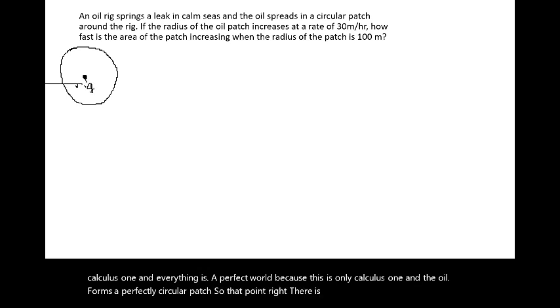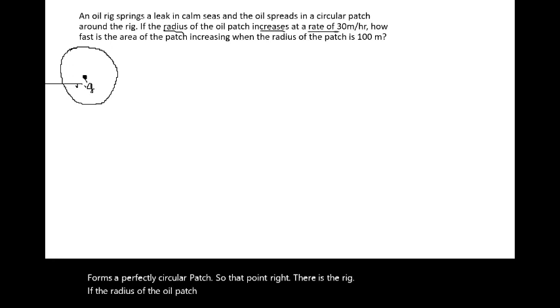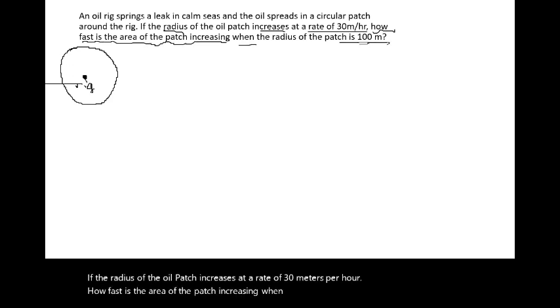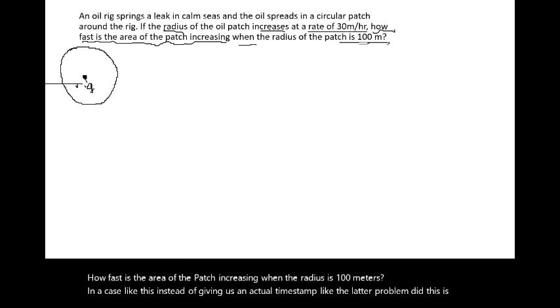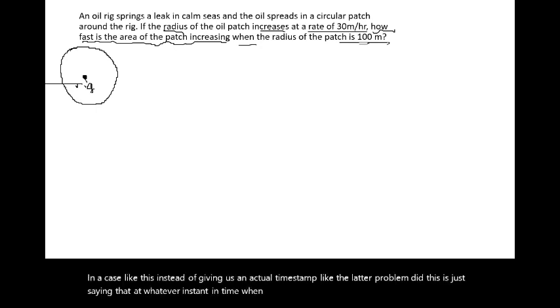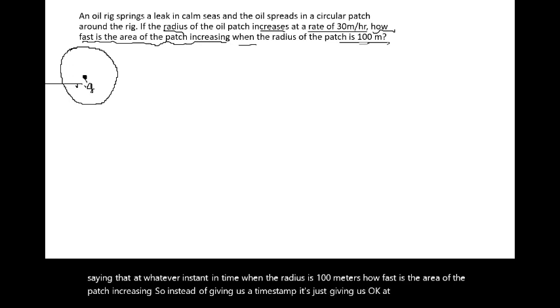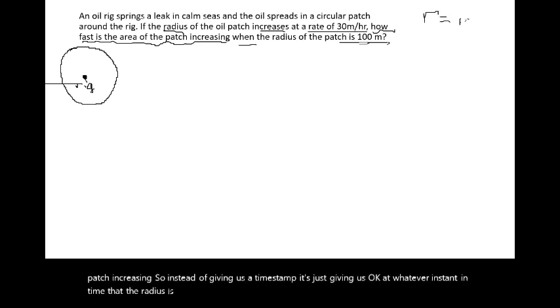If the radius of the oil patch increases at a rate of 30 meters per hour, how fast is the area of the patch increasing when the radius is 100 meters? So in a case like this, instead of giving us an actual timestamp like the latter problem did, this is just saying that at whatever instant in time when the radius is 100 meters, how fast is the area of the patch increasing? So instead of giving us a timestamp, it's just giving us, okay, at whatever instant in time that the radius is exactly 100 meters, how fast is the area of the patch increasing?